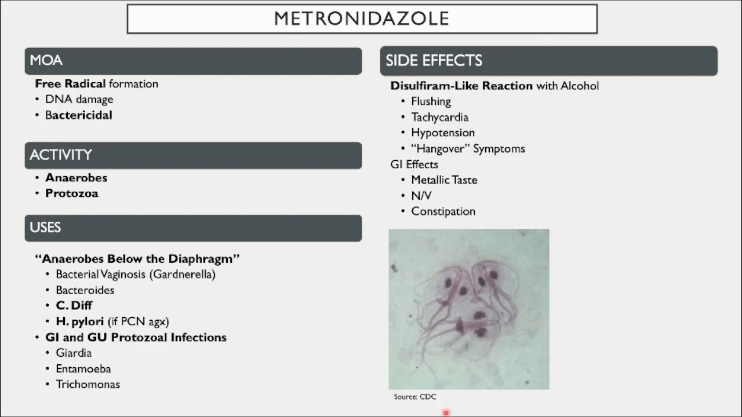And then there's metronidazole. This basically just causes free radical formation and does DNA damage. It's bactericidal, kills the cells. You use this actually for anaerobes in the gut and protozoa. So anaerobes below the diaphragm, it can also be used for vaginosis, which is a bacterial infection of the vaginal flora, or rather an overgrowth of normal flora, which causes pH imbalance and just general unpleasantness. And then all of your anaerobes, including C. diff.